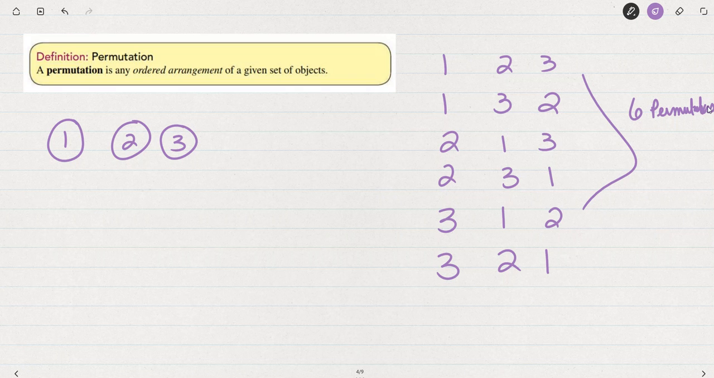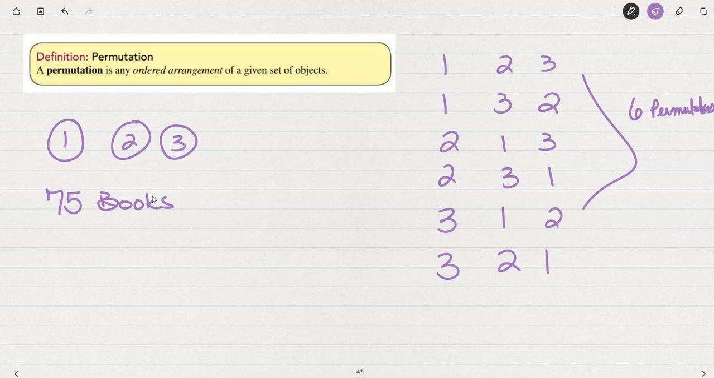Sometimes when it's a small set, it's not too hard to list all the possibilities, such as this case where there's only 3 objects that we're arranging. But if we have a library of 75 books, and you want to see how many different ways I can arrange all 75 books, notice that it's not going to be quite as easy to do.